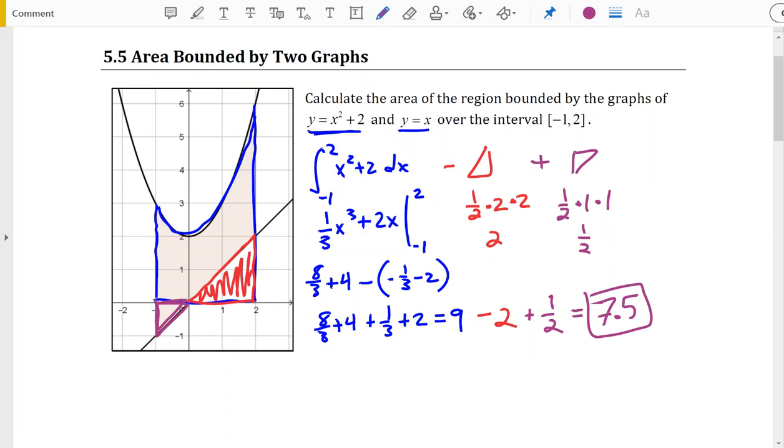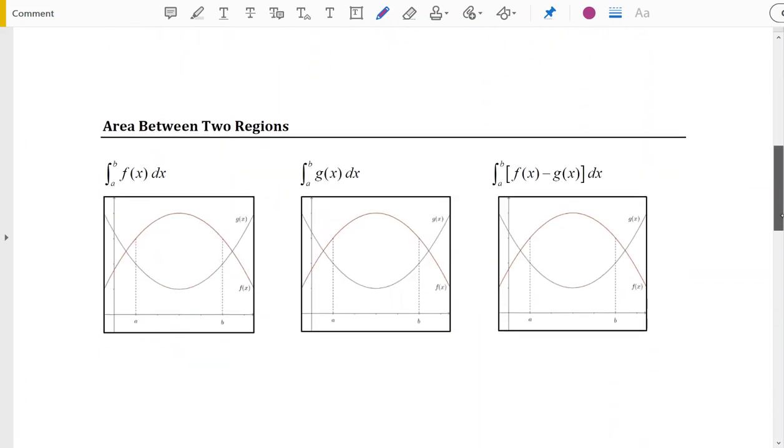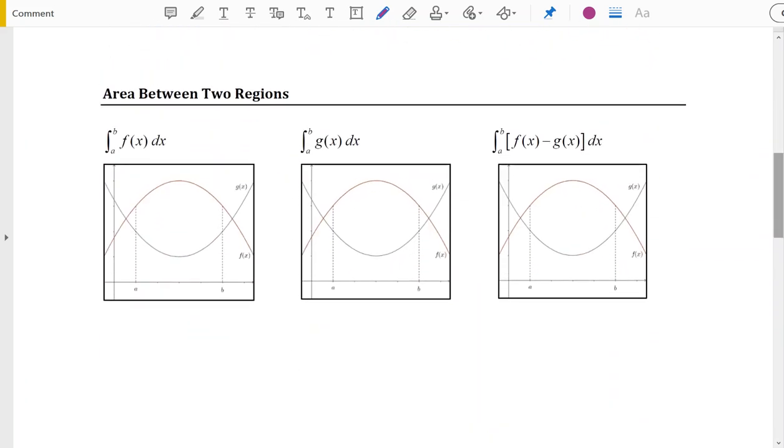However, we might want to see if there is a way to approach this problem where we do not have to break it up into multiple regions and combine these shapes in different ways. So let's set this problem aside and let's look at an alternative approach. So I've given us 3 graphs, and what I want to do is shade the region represented by each of these definite integrals.